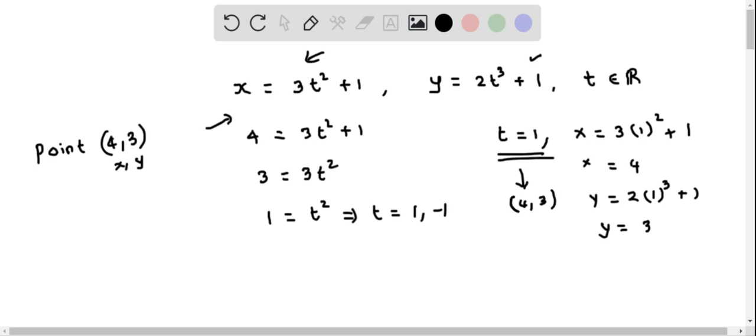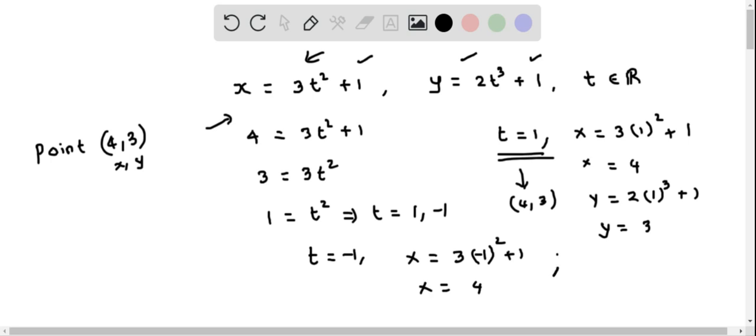Now let's find the point when t equals negative 1. So we have to replace t by negative 1 in both the equations. First, let's do it in the equation for x. And when you do that, we get 3 times negative 1 squared plus 1. And this equals negative 1 squared is 1, 3 times 1 is 3, 3 plus 1 is 4. So we get x equal to 4.